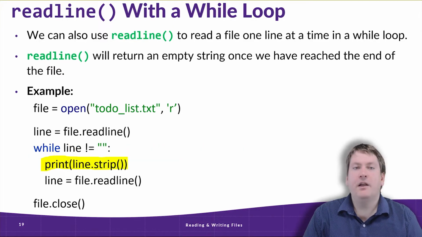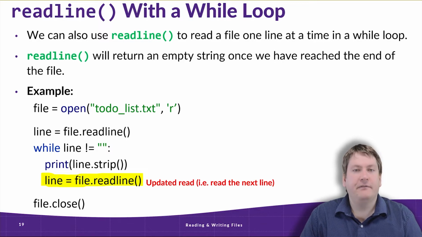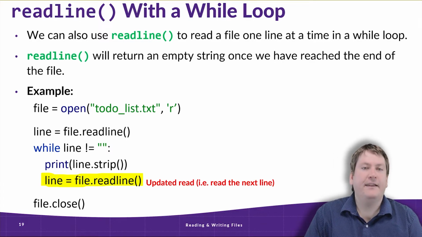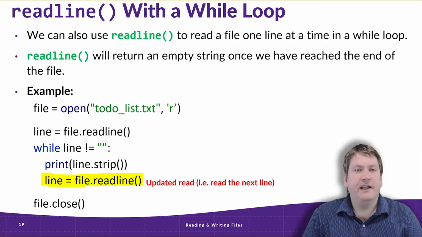Inside this while loop, we're going to print out the value after stripping it, which just means we're going to remove the line break. And then we're going to do our update read. That means we're going to read the next line of the file. So this would get the second line, and it would store that in line. So the value of line would be updated to the second line of the file, and then the loop restarts. And it's going to keep doing that loop again, keep reading one line at a time, until it eventually reaches the end of the file, and readline returns an empty string.